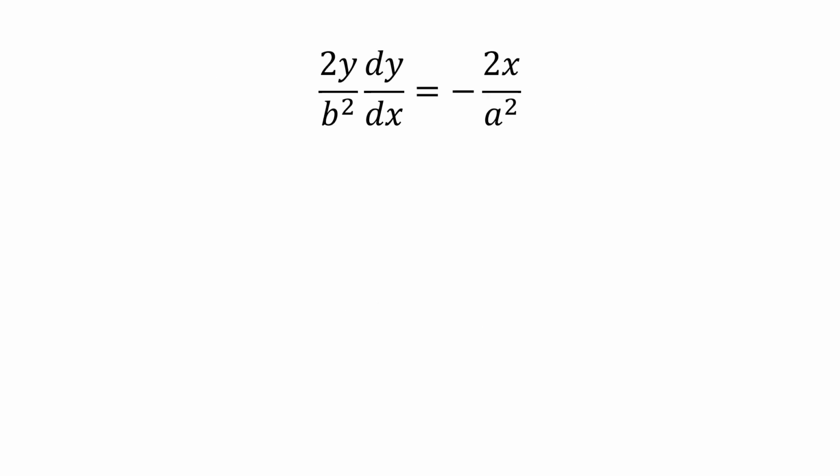We now multiply both sides of the equation by b squared over 2y to arrive at a final solution of dy by dx equals negative b squared x all over a squared y.